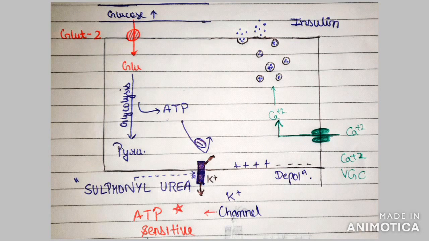And the last important point is that insulin secretion can also be triggered by some GIT hormones and the products of glycolysis. That's all for this video.